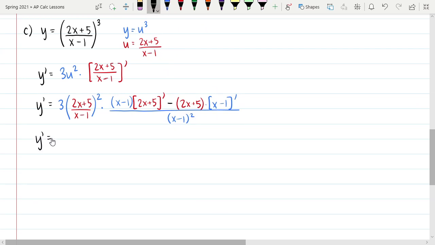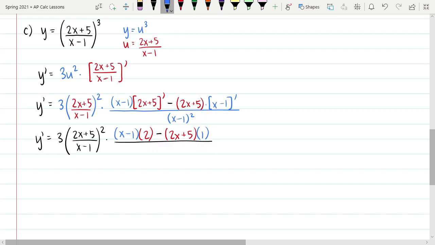All right, continuing on, so I've got 3 times 2x plus 5, over x minus 1, quantity squared, times, now over here let's go ahead and find these derivatives. So I've got an x minus 1 times the derivative of 2x plus 5, which is just a 2, minus, and then I've got 2x plus 5 times the derivative of x minus 1, which is just 1, and that's going to all be over x minus 1 squared.